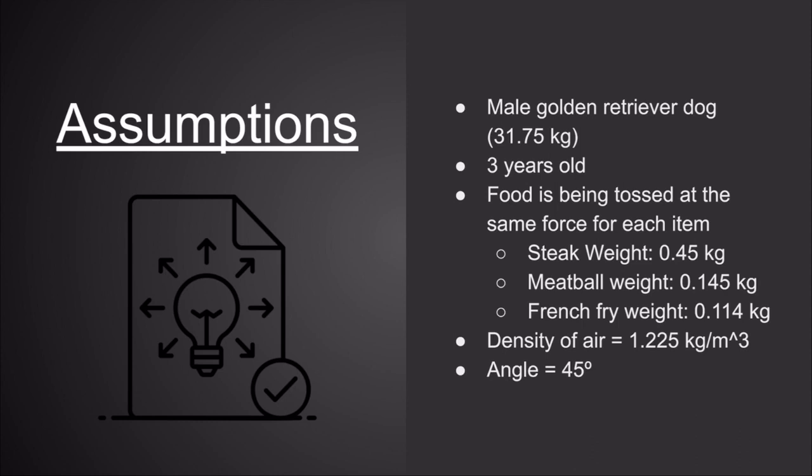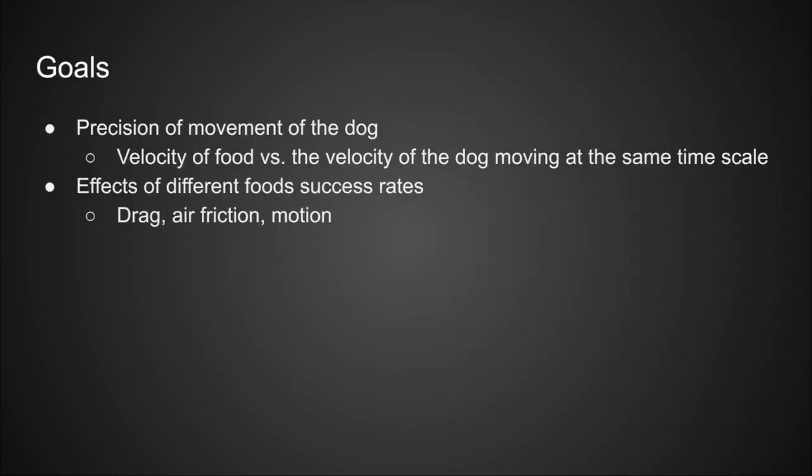And our final assumption that we made was that each food was being thrown at the same angle of 45 degrees. Our goals for this project were to measure the precision of movement of the dog. In order to do this, we took the velocity of the food versus the velocity of the dog moving at the same time scale and compared them. We also wanted to establish the effects of different food success rates, and with this we calculated drag, took into account the air friction, and looked at the different motions of each of these foods.